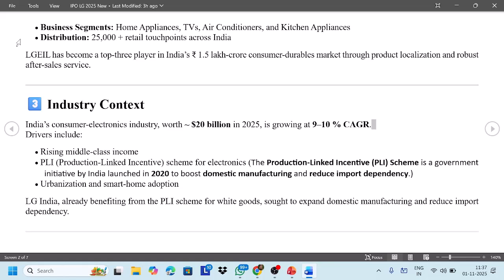Okay, so we will have a break at 12 o'clock, once we do a little bit more. Sorry, so we were doing the LG Electronics. So we'll move on back to that. Now just read this IPO details.